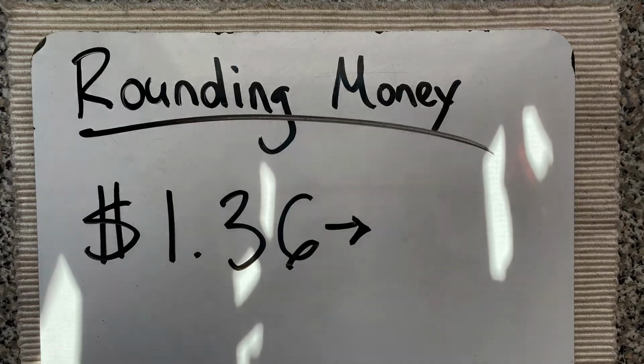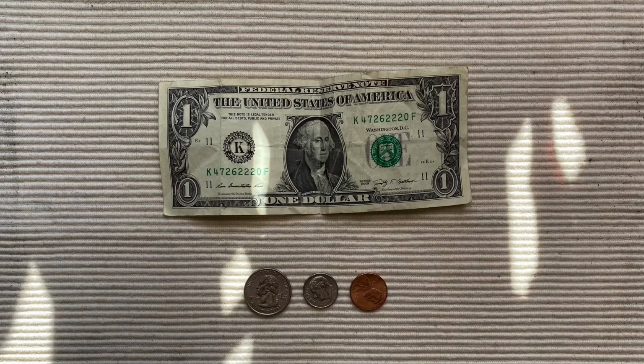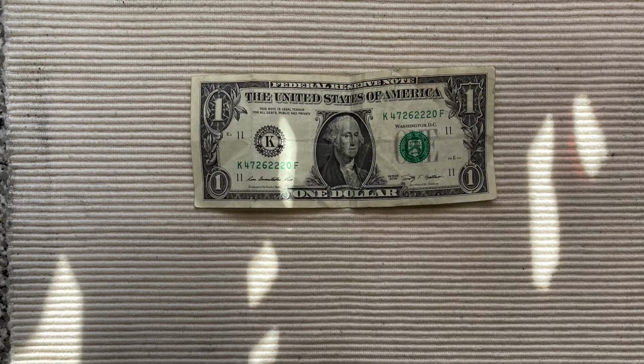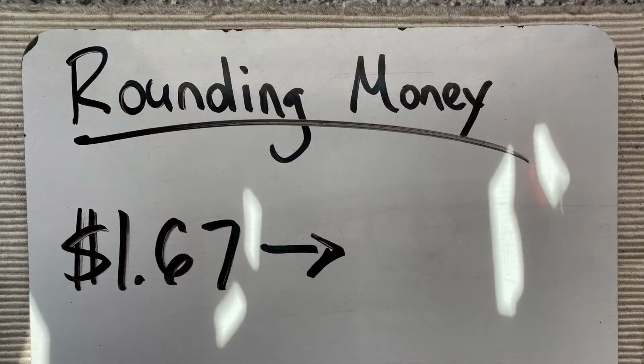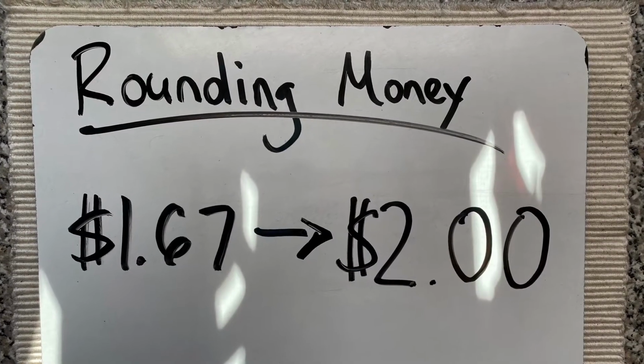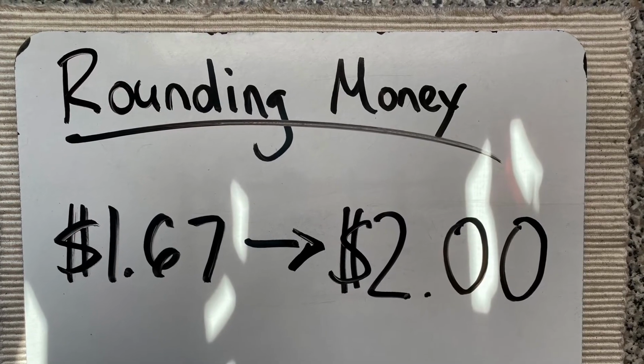Here's $1.36. $1, 25, 35, 36 cents. $1.36 is $1.49 and below, so we would round that to $1. Next example is $1.67. That is $1, 25, 50, 65, 66, 67. $1.67 is over $1.49, so we'd round it up to $2.